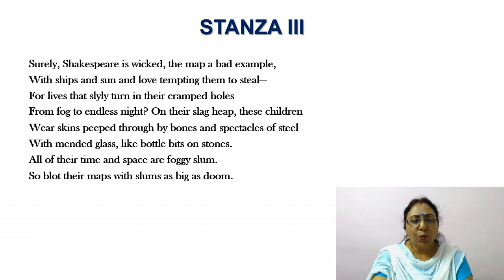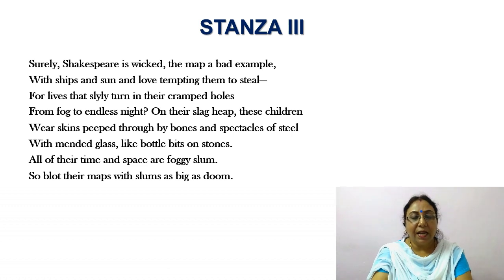These children look very skinny, very dull, and very weak and sick due to lack of food. Wear skins peeped through by bones and spectacles of steel with mended glass, the things that they pick from the garbage and use, like the spectacles. It is made of steel, and the glass of the spectacles is broken, and it looks like the bottle bits that are scattered on stones. So these dilapidated things and broken things picked from the garbage are used by these children.